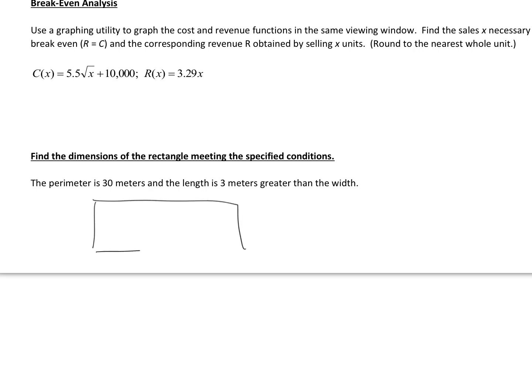Perimeter of a rectangle. What does perimeter even mean? The outside, like the fence line, right? Adding up the sides. So I'm giving you dimensions, but in terms of expressions or equations. Okay, if the perimeter is 30 meters, I know if I add 2 lengths plus 2 widths, I get 30, right? The length is 3 meters greater than the width, so the length is the width plus 3.